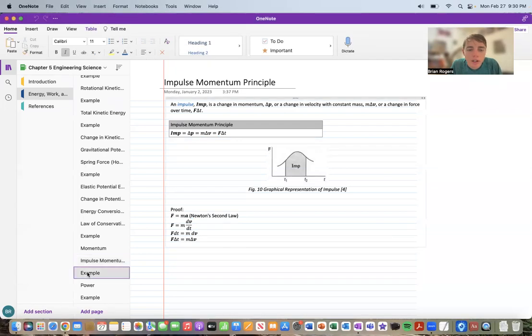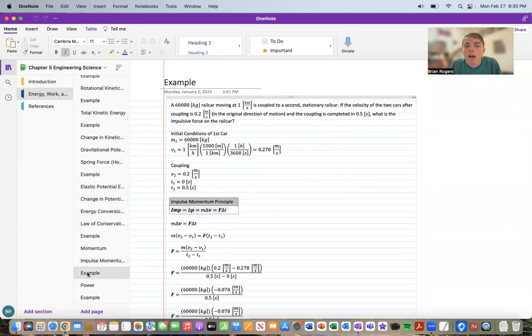Okay, now we're going to look at an example where a 60,000 kilogram rail car moving at 1 kilometer per hour is coupled to a second stationary rail car. If the velocity of the two cars after coupling is 0.2 meters per second, and the coupling is completed in 0.5 seconds, what is the impulsive force on the rail car?